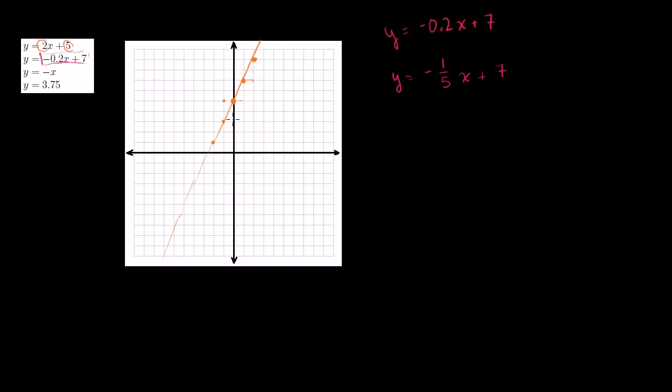So this is 1, 2, 3, 4, 5, 6. That's our y-intercept when x is equal to 0. And this tells us that for every 5 we move to the right, we move down 1. So we could view this as negative 1 over 5. That delta y over delta x is equal to negative 1 over 5. For every 5 we move to the right, 1, 2, 3, 4, 5, we must move down 1.